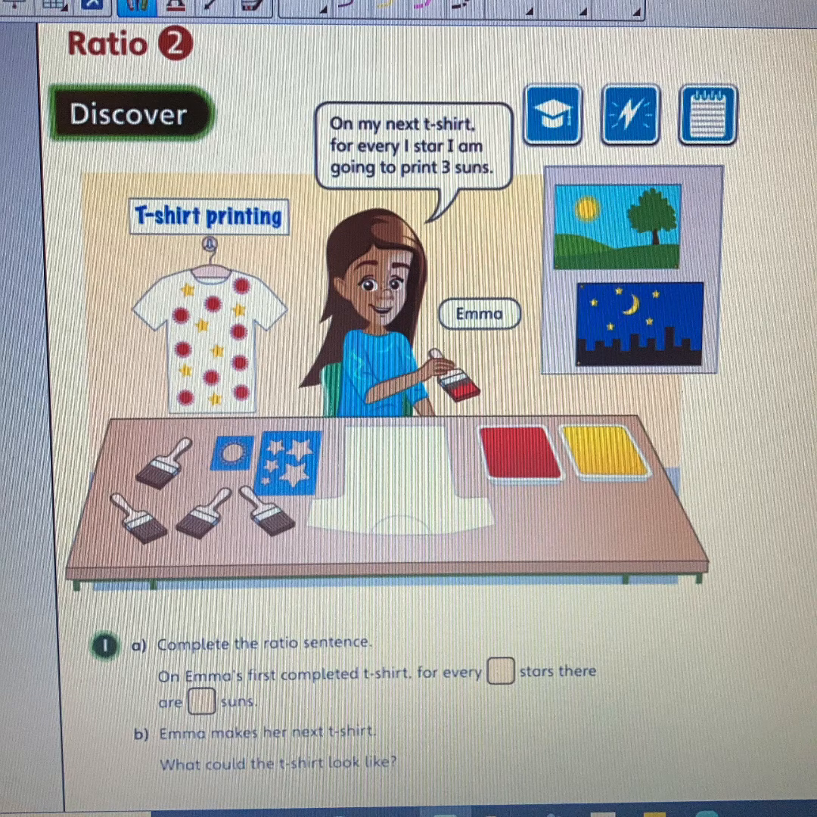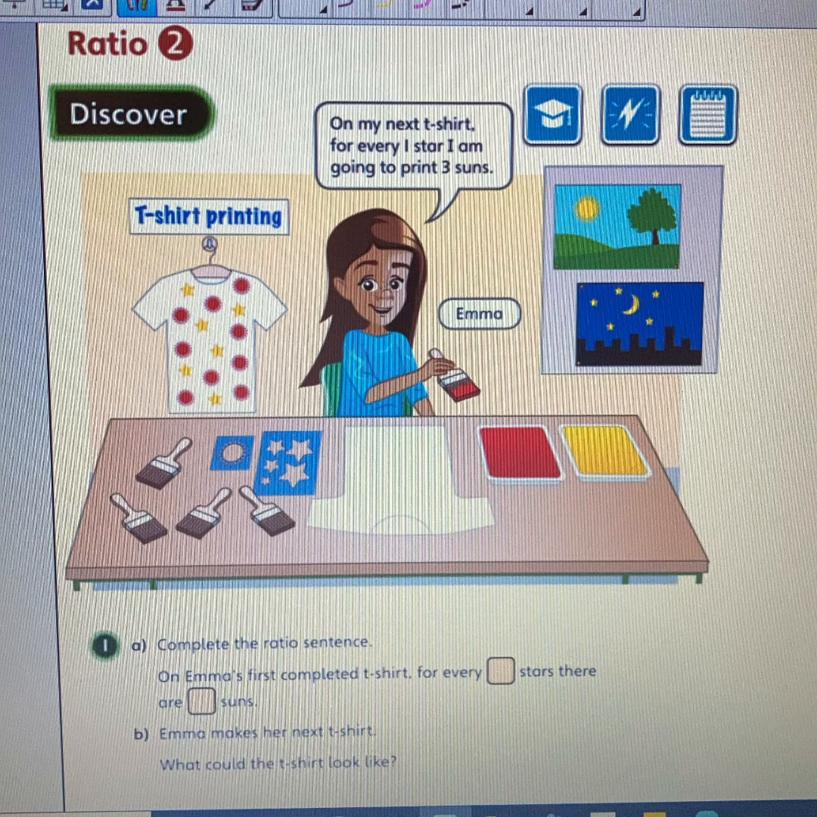B, Emma's going to make a new t-shirt. What could this t-shirt look like? She's saying, on my next t-shirt, for every 1 star, I'm going to print 3 suns. So she's kind of given you the most simple ratio.